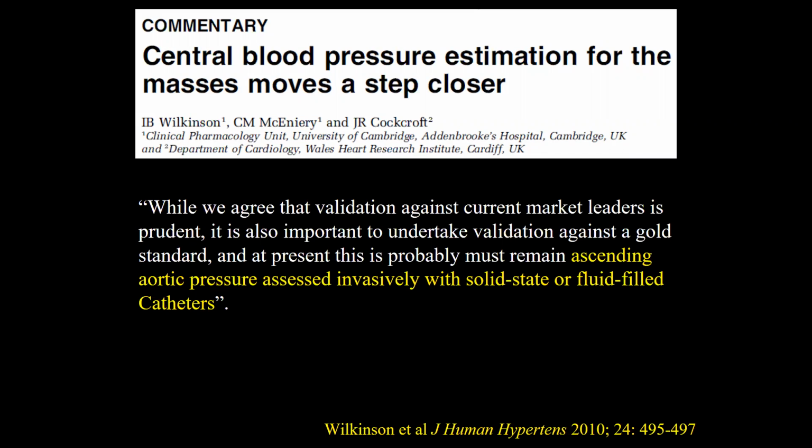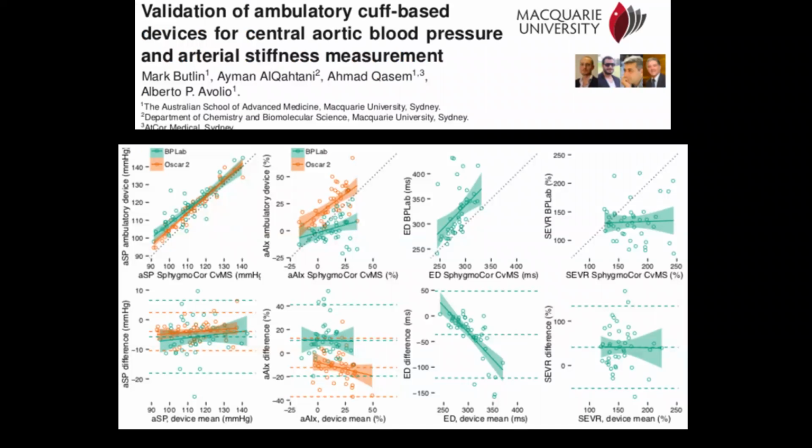But we made the point that you really have to validate these systems invasively. So Alberto Avolio at Macquarie and his colleagues looked at a number of ambulatory devices for measuring central aortic blood pressure and arterial stiffness. Their overall conclusion was that in general, these were reasonably reliable, although in the case of some of the systems, you had to tighten up a little bit. So that's where we were and where we are now.